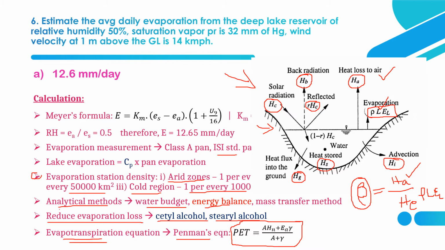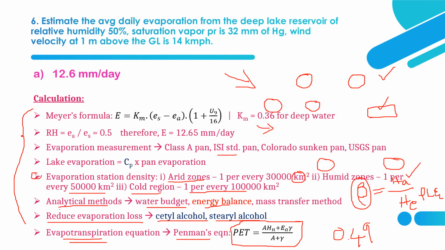And what is H suffix n? Hn is the net radiation. So net radiation will be in millimeter of evaporable water per day. And what is Ea? Ea is a parameter that will include wind velocity and saturation deficit. And gamma is the psychrometric constant. Psychrometric constant is usually 0.49 mm of mercury per degree Celsius. So (A Hn plus Ea gamma) by (A plus gamma) is the potential evapotranspiration as per Penman's equation. So these are some concepts behind evaporation and evapotranspiration.